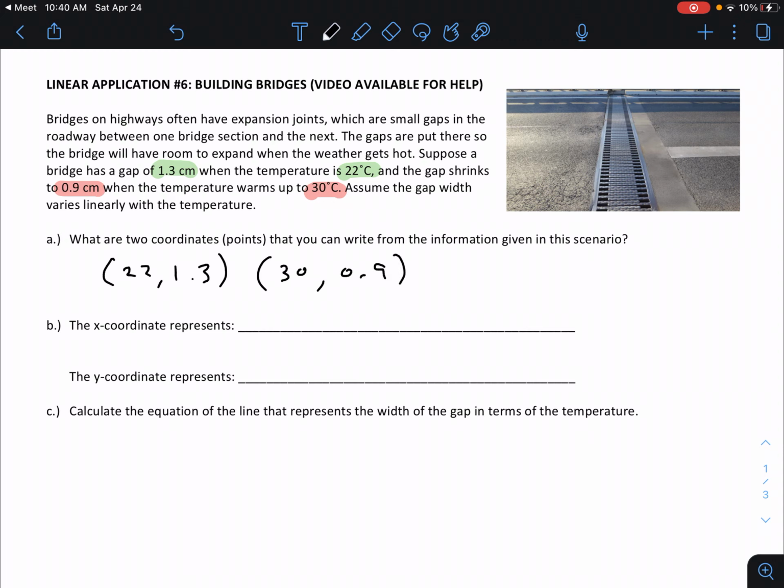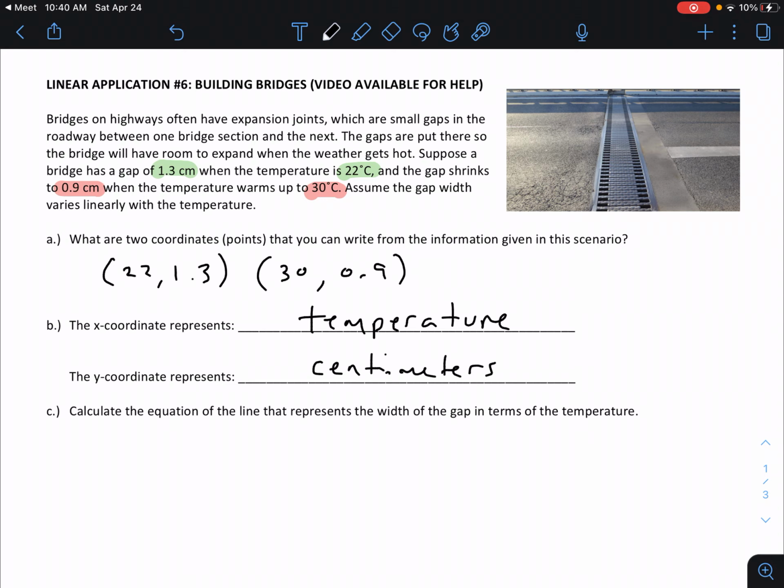Okay, so I already mentioned it. The X coordinate represents the temperature. And that's because the temperature is what causes the Y coordinate, or the gap. And in this case, the gap is measured in centimeters, so we'll put centimeters there. Okay, so the temperature causes the gap to get bigger or smaller.